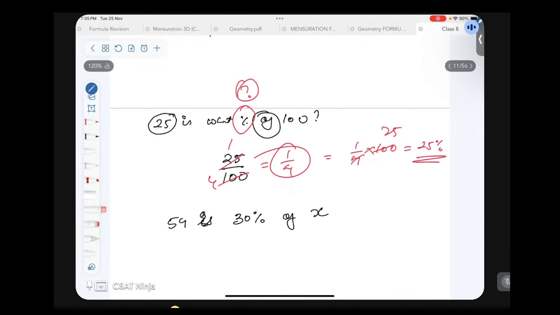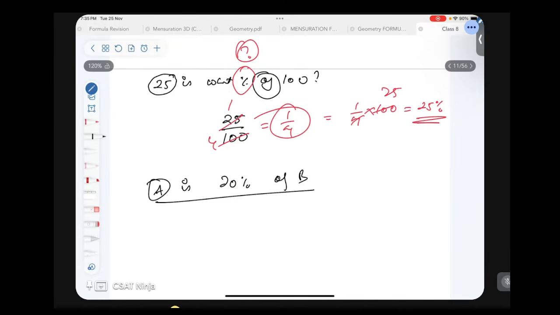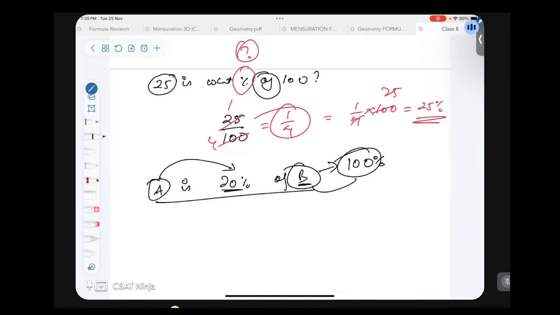Okay, let me rewrite it again. A is 20% of B. Easiest one. So this statement says that A is 20% of B. In this kind of comparison, we assume this one is 100%. Are you following this? A is 20% of B, which means that B is 100%. So that's what statement number 2 says.